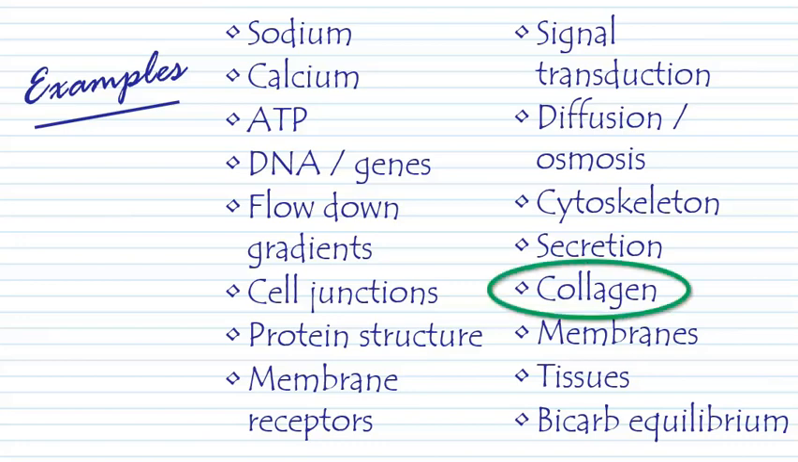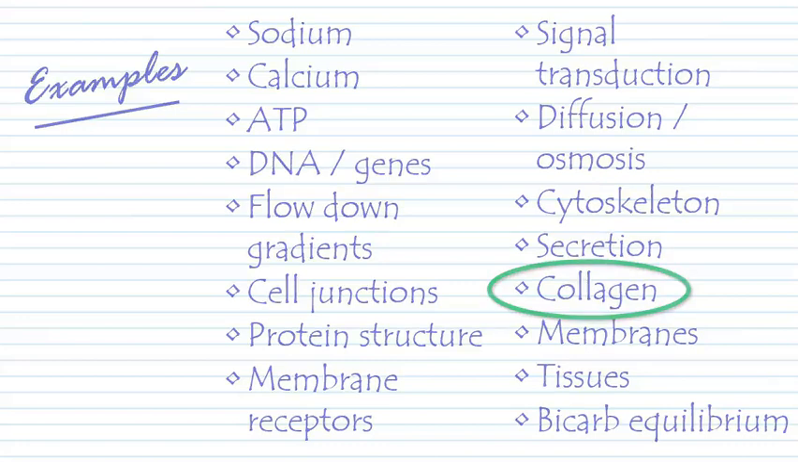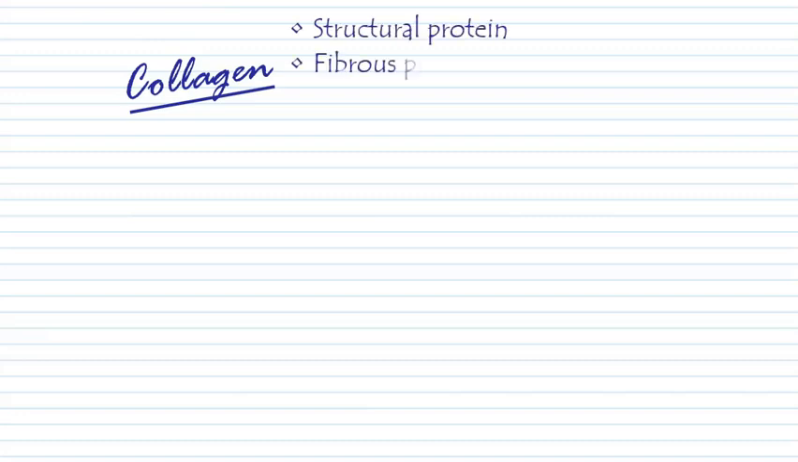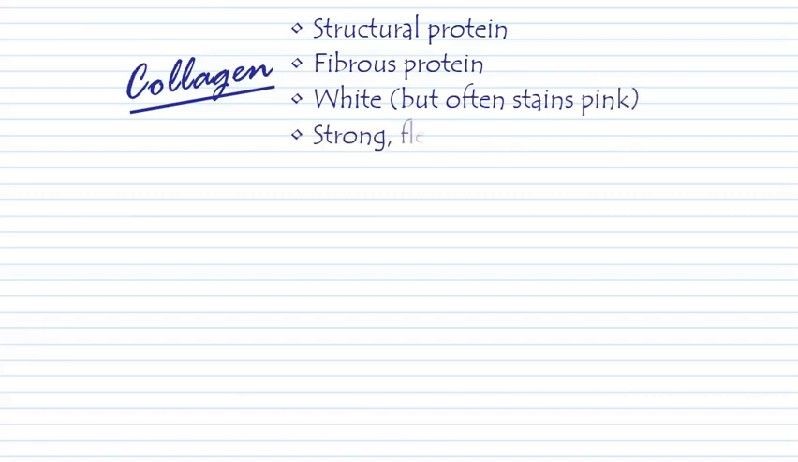But let's just take one of those concepts that I've listed there, and that is collagen. Now, collagen's a fairly simple idea, right? And there's some things about collagen that we can learn. We can learn how it's built. I just jotted down a few ideas to start off with here, that it's a structural protein. It's a fibrous protein. It's white in real life, but we usually use stains that cause it to look pink.